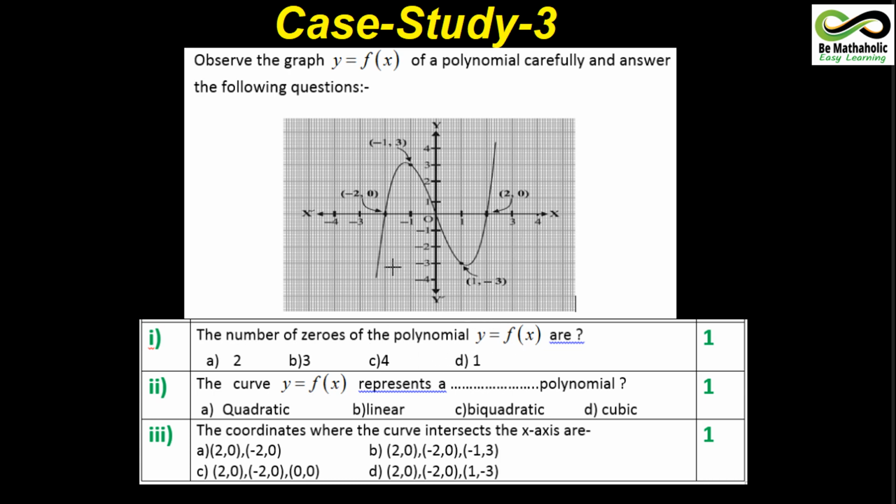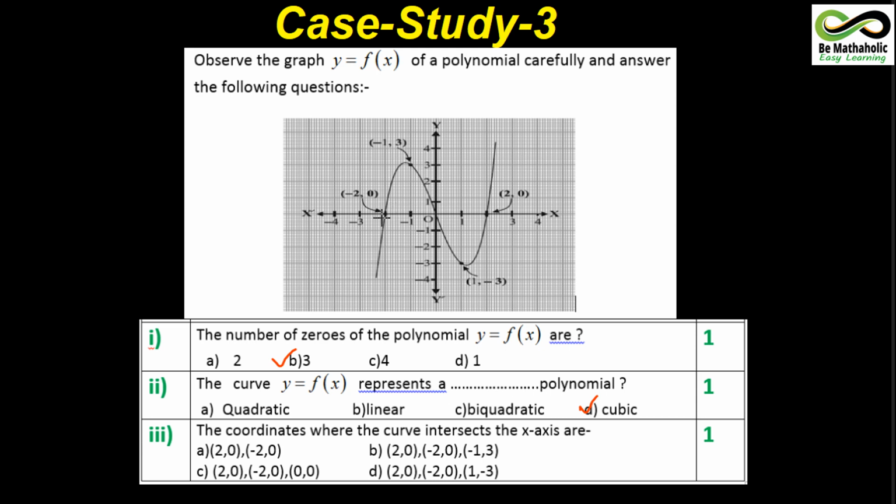Now as you know, the curve is intersecting the x-axis, especially the x-axis you have to observe, at 3 distinct points. So the number of zeros of this polynomial will be 3. This type of curve you will be able to plot when you have a cubic polynomial equation. Okay, the next question says y equals f(x) represents a dash polynomial. Now as I said, 3 zeros are being located. So what type of polynomial will it be? Cubic.